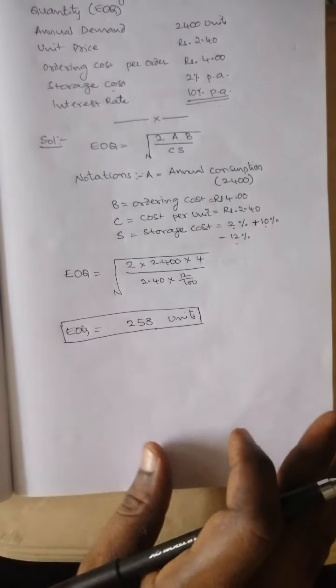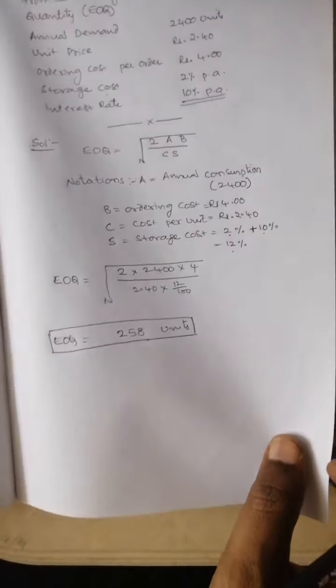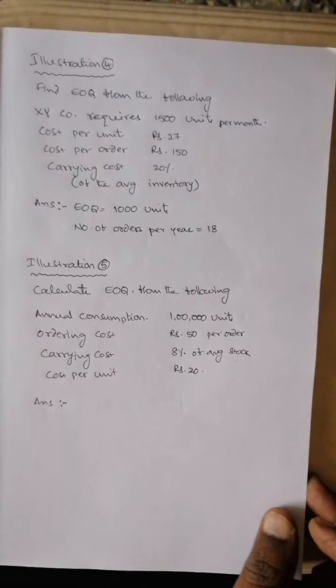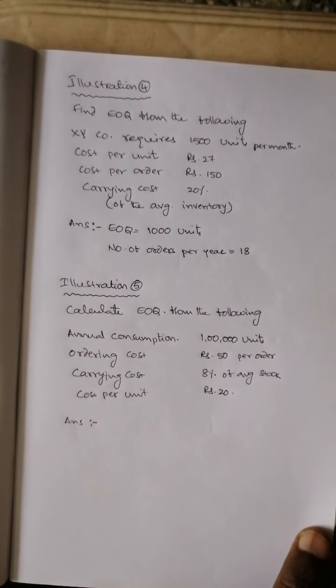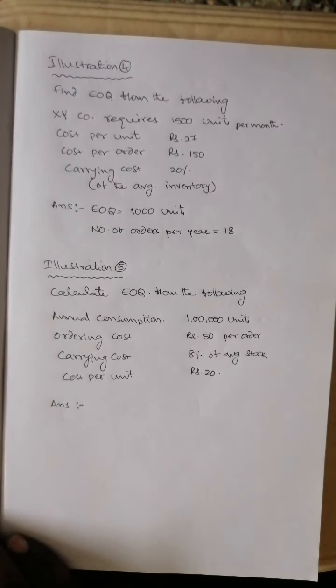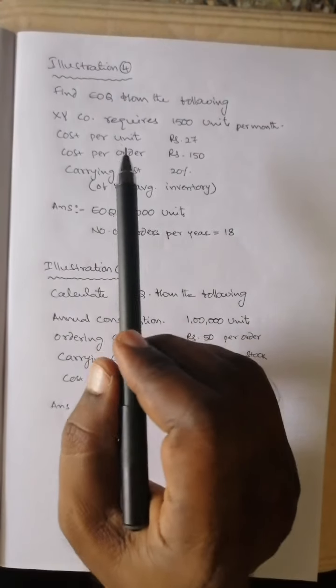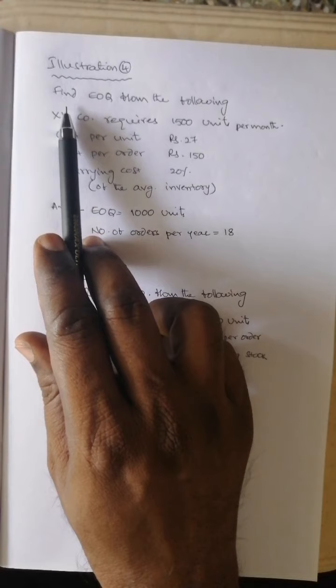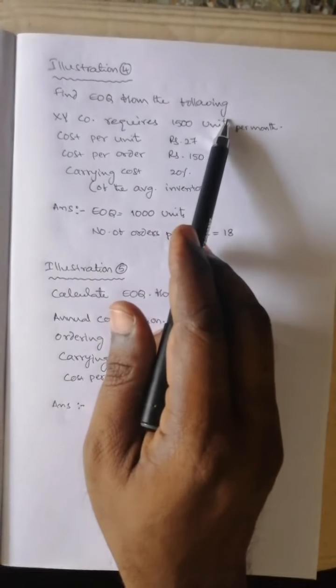So here we are not stopping. After this I have two more questions for you, that is illustration 4 and illustration 5. Both are simple in nature. You have to do these two exercises on your own. Find out EOQ from the following.